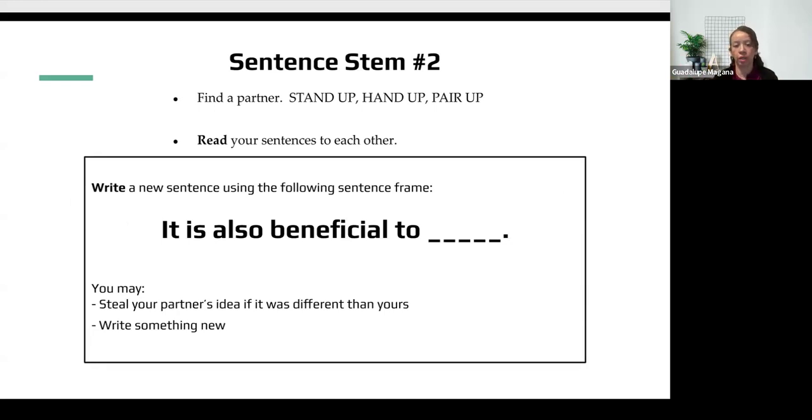So they will add a second sentence. This can be something based on the conversation they had, or they can steal their idea from the person they were talking with. Put the sentence together, so now they have 2 sentences.